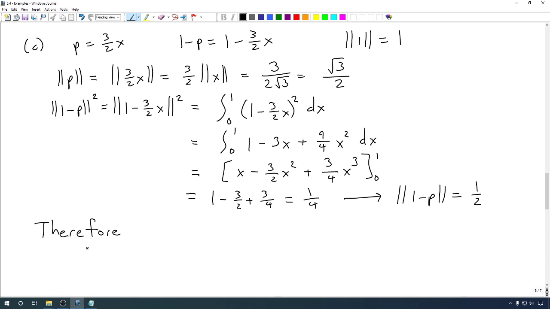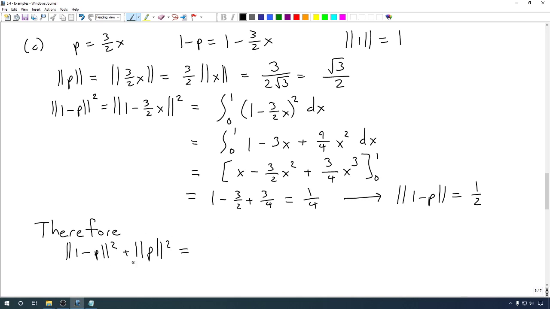Therefore, what do we want? Well, we want the norm of 1 minus p squared plus the norm of p squared. We want that to equal the norm of their sum, because we showed that 1 minus p and p are orthogonal to each other. So the Pythagorean law says that the sum of their squares should equal the square of their sum.